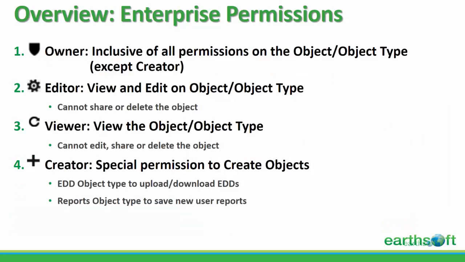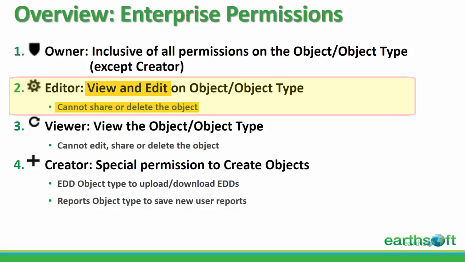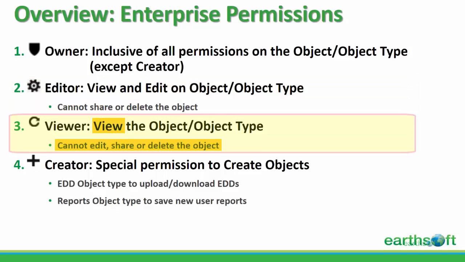Okay, furthermore, we have 4 different types of permissions. The first is owner permissions, which is inclusive of all permissions on objects as well as object types, except for creator, which is a special kind of permission we'll get to later. Editor permissions allows viewing and editing objects and object types. The object cannot be shared or deleted with editor permissions. Viewer permissions will only allow viewing the object or the object type. Users cannot edit, share, or delete the object.